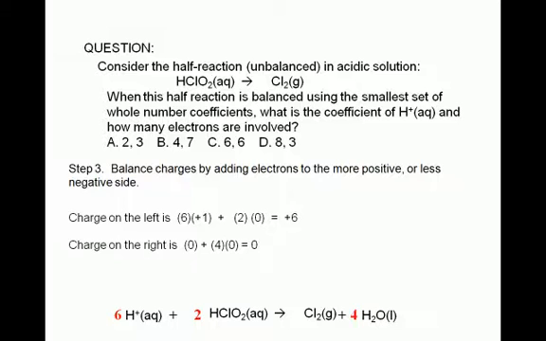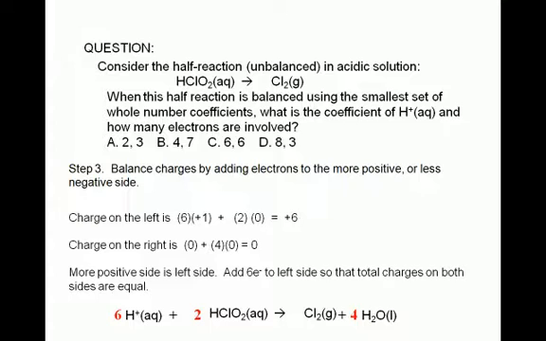On the right side, the total charge is 0. A diatomic chlorine molecule is neutral. That means it has a 0 charge. A water molecule is also neutral, so 4 water molecules have a total charge of 0. 4 times 0 equals 0. We can see that the left side is more positive. Its total charge is plus 6.